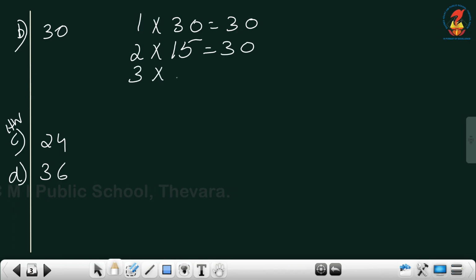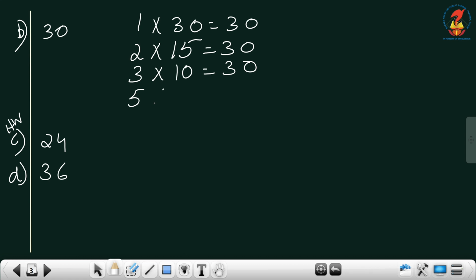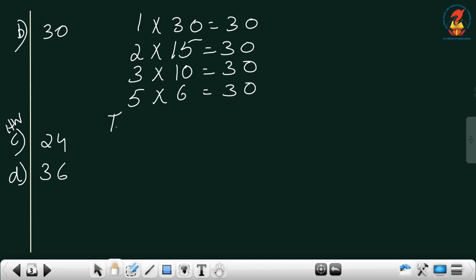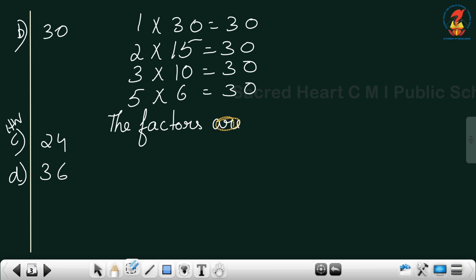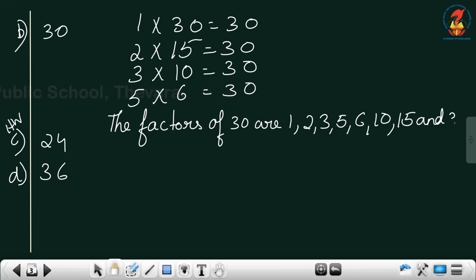Now coming to 3's table, we know 3 into 10 is equal to 30. Then 4's table, do you have 30? No. So go to the next one. Yes, 5 into 6 is equal to 30. Then coming to 6's table, again we know 6 into 5 is 30, so we don't have to write that. So I can write over here, the factors of 30 are 1, 2, 3, 5, 6, 10, 15 and 30.